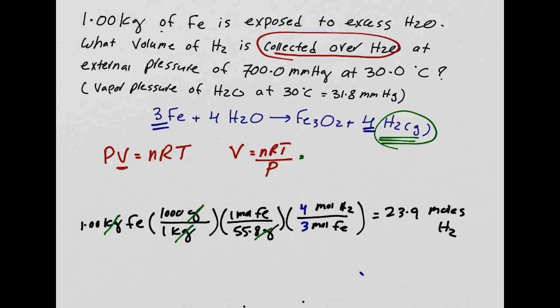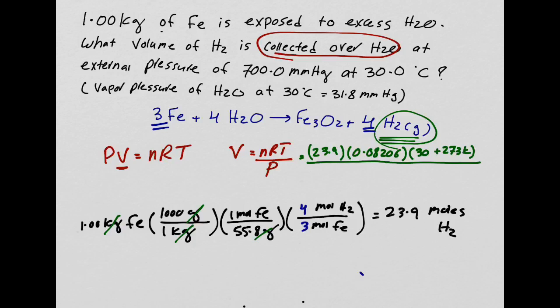I'm going to come over here. My moles is 23.9. R is a constant, right? 0.08206. Now, temperature. Is temperature okay? Temperature is not okay because remember, temperature has to be in Kelvin, right? Temperature has to be in Kelvin. So it's 30 degrees Celsius. I have to add 273 to it to convert it to Kelvin. All right. Now, pressure. Is the pressure the right unit? It is not the right unit, okay?